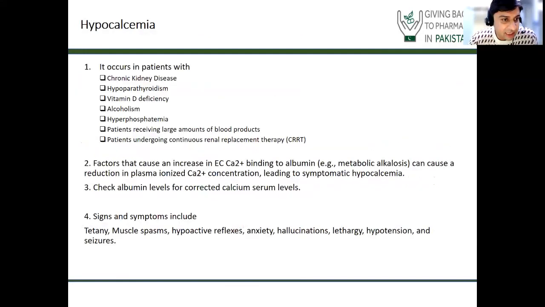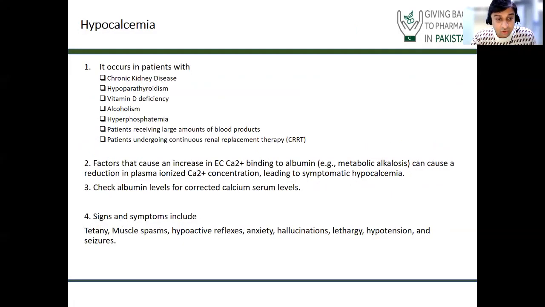So what happens in hypocalcemia? It can happen in patients with chronic kidney disease because they have a vitamin D deficiency, and vitamin D deficiency can cause hypocalcemia.